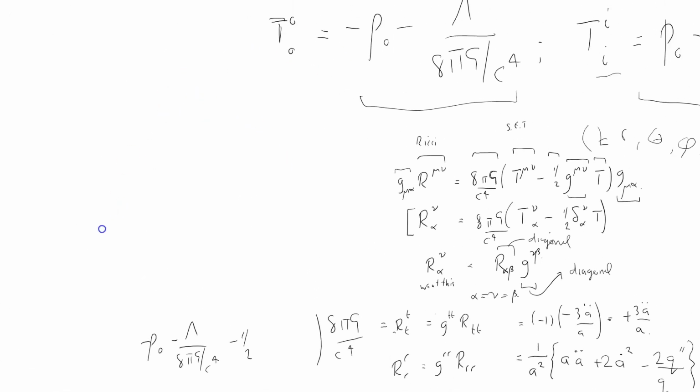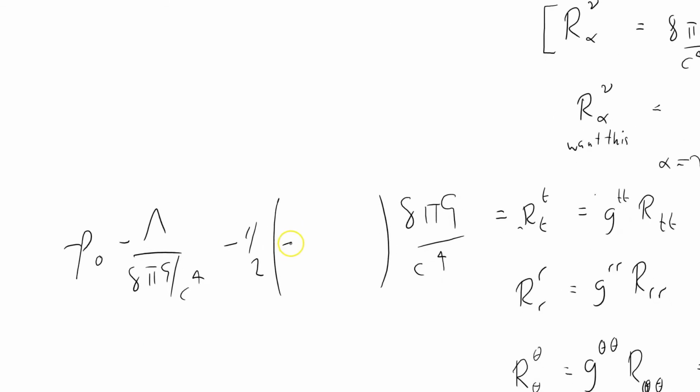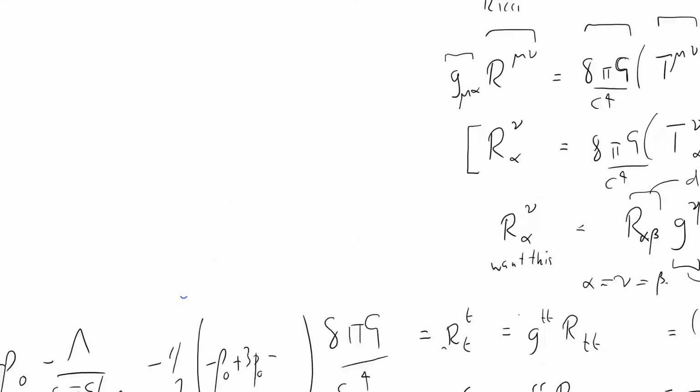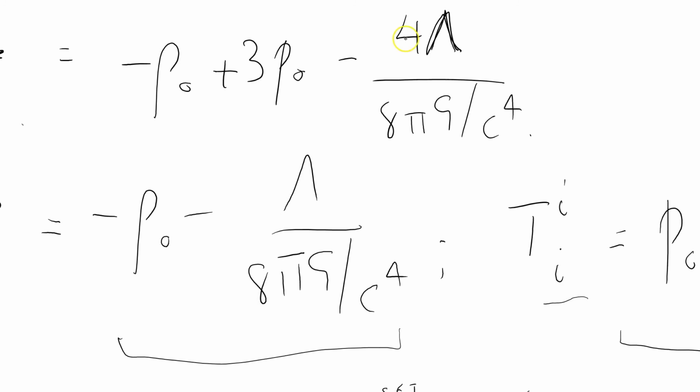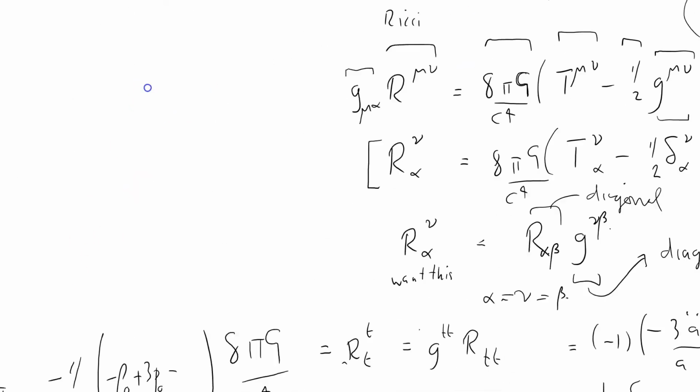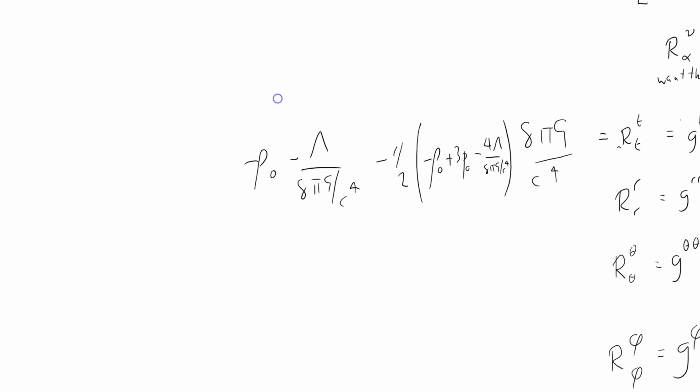Can I get it all on the same thing? Not quite. Minus a half of minus rho plus 3p0, minus, what was it? 4 cosmological constants over 8 pi G over c to the power 4. Well, that's great. That's multiplying by all of that, I guess, there.